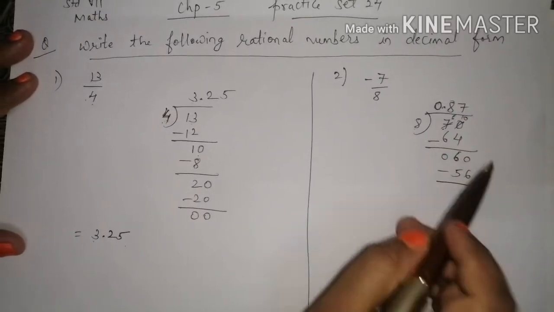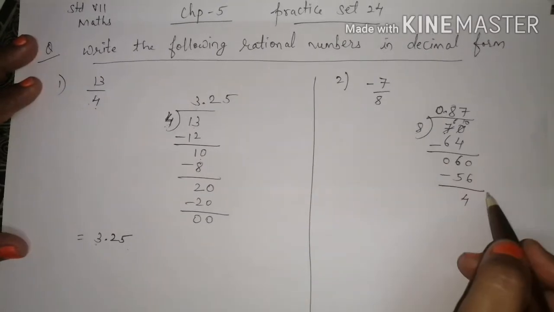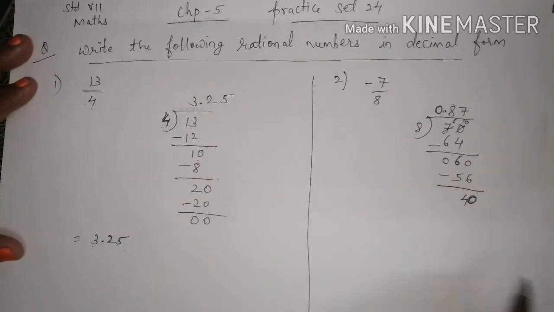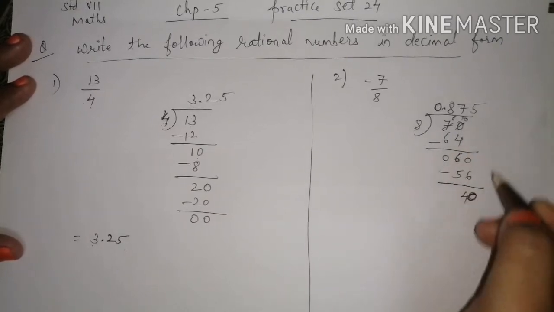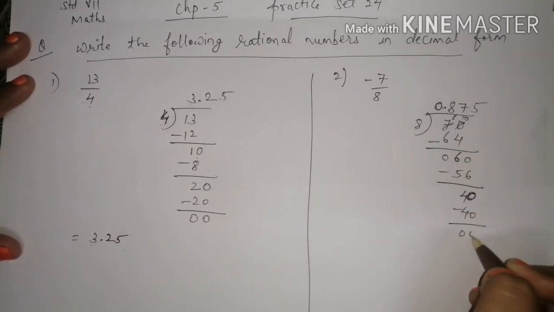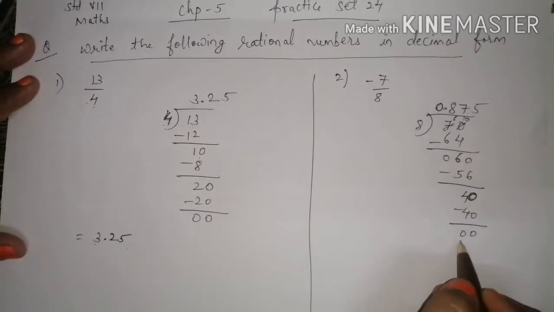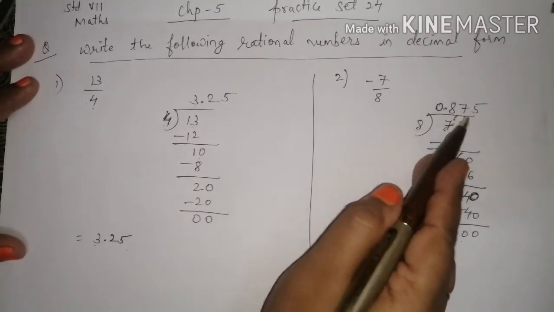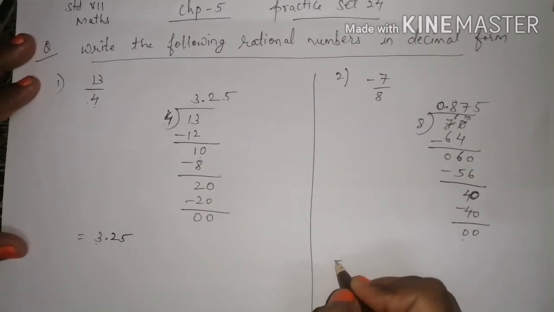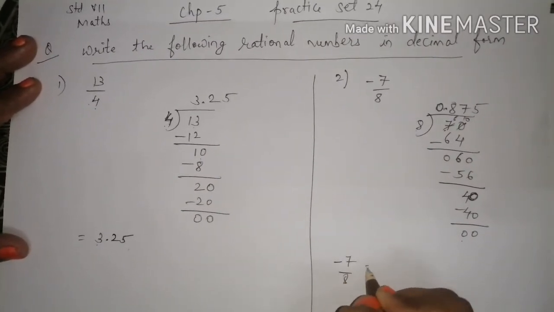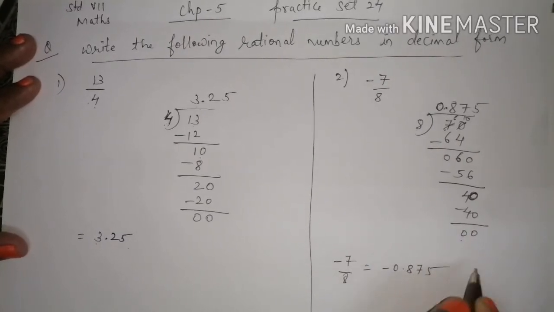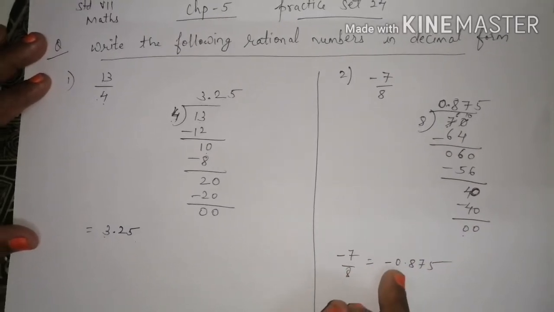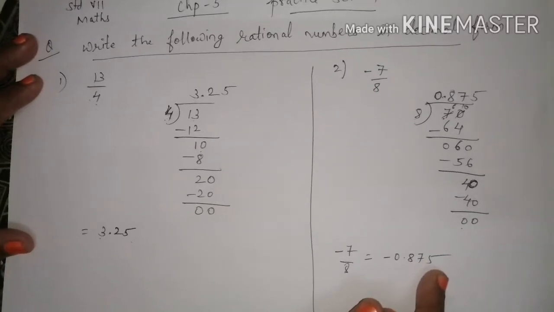Now again you have to take the 0. The point is already taken, so borrow the 0. So the number has become 40. In the 8 table, 40 comes: 8 5s are 40. So the remainder is 0 and the answer we got is 0.875. So for minus 7 upon 8, in decimal form we got minus 0.875. So put the minus sign. The answer is minus 0.875.